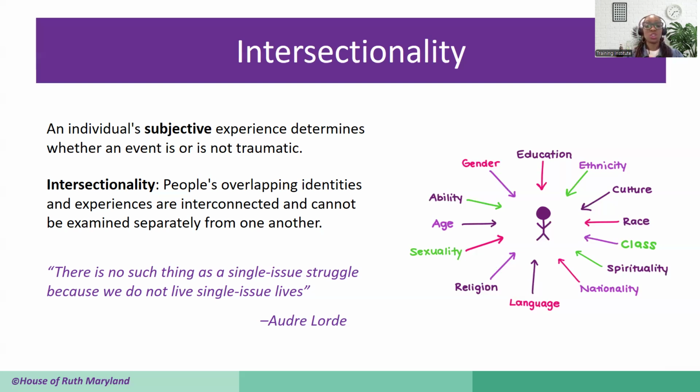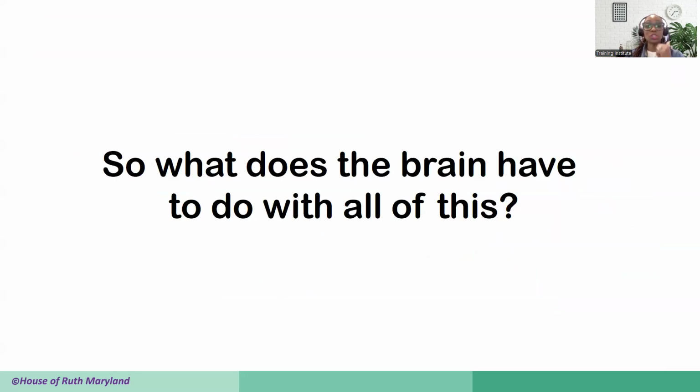Audre Lorde said that there is no such thing as a single issue struggle because we do not live single issue lives. So as you're walking into your clinical spaces, this is a reminder that everyone experiences trauma differently. So therefore it will manifest itself differently, which means that your skill set has to be varied in efforts to treat that particular trauma. So what does the brain have to do with all of this?